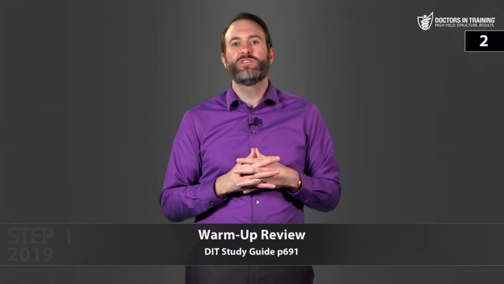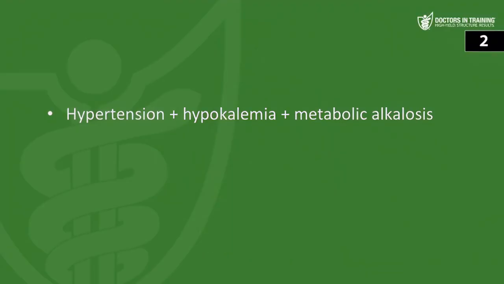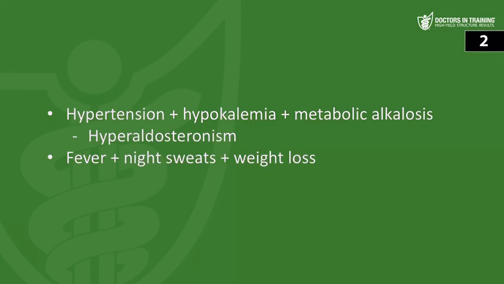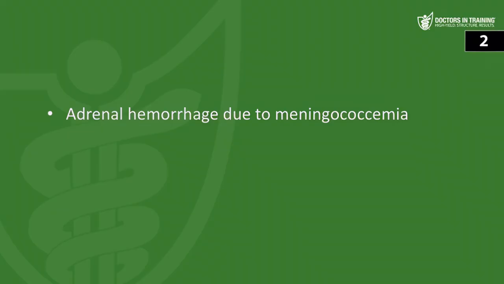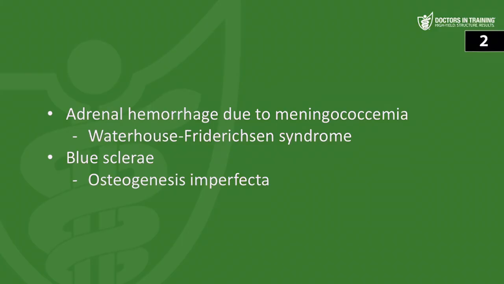Next, what disorder is associated with each of the following findings? So we have hypertension, hypokalemia, metabolic alkalosis, that's going to be hyperaldosteronism. Fever, night sweats, weight loss, these are your B symptoms of lymphoma, maybe tuberculosis. Adrenal hemorrhage due to meningococcemia, that's going to be Waterhouse-Friderichsen syndrome, which leads to adrenal insufficiency. Blue sclera, that's going to be seen with osteogenesis imperfecta.